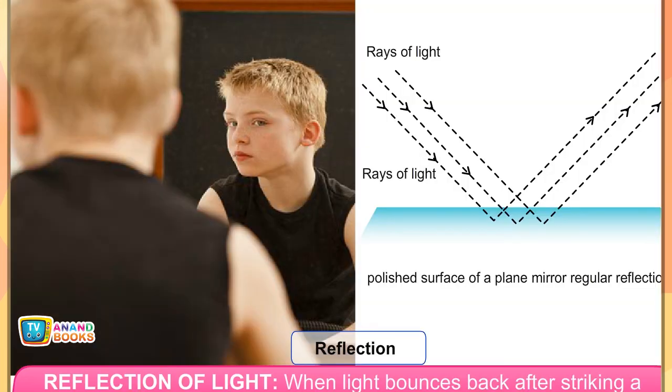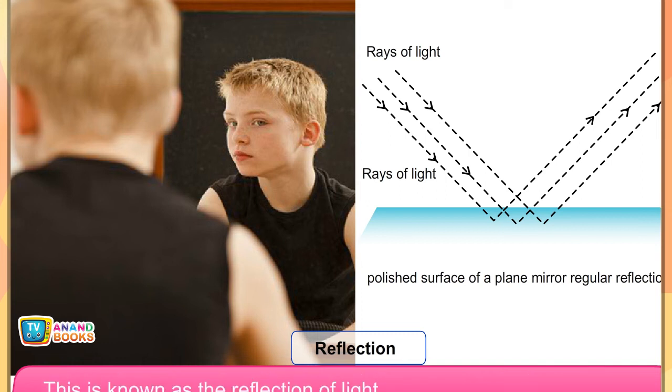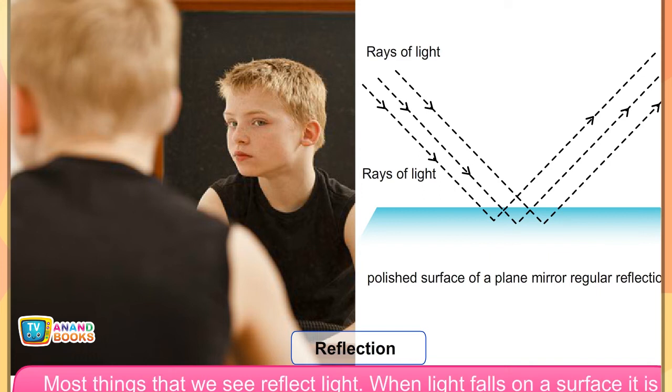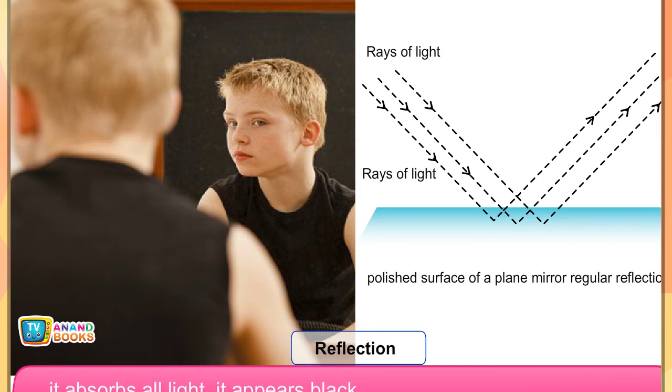Reflection of light. When light bounces back after striking a surface, we say the light has been reflected. This is known as the reflection of light. Most things that we see reflect light. When light falls on a surface, it is reflected unless the surface is black. If it absorbs all light, it appears black.